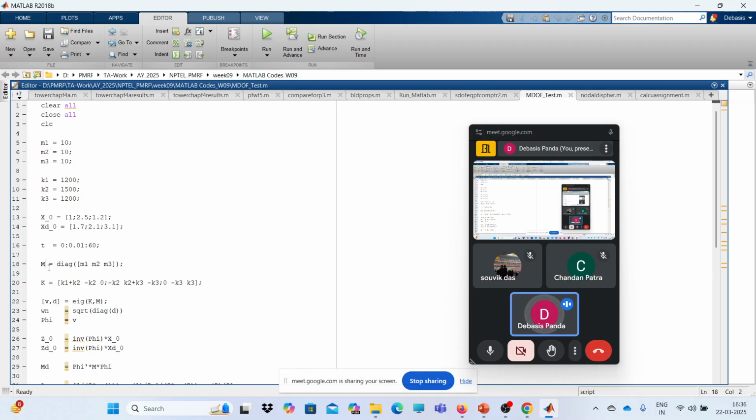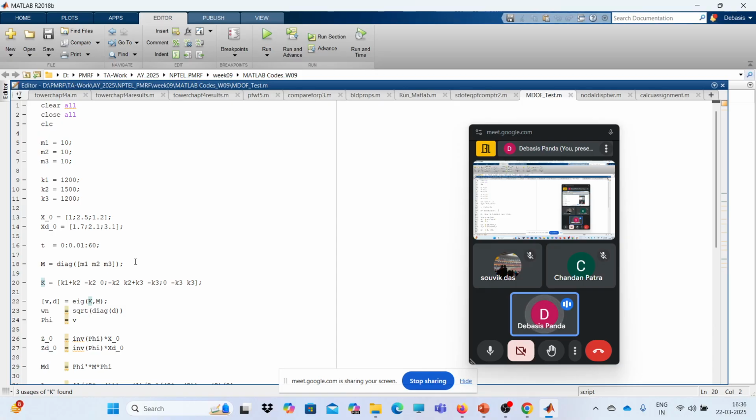We need to make the mass matrix. We know it's a diagonal matrix, so mass will be diagonal of m1, m2, and m3. Now for the 3 degree of freedom system, we need to find out the K matrix. So K will be K1 plus K2, minus K2, 0; minus K2, K2 plus K3, minus K3; 0, minus K3, K3.